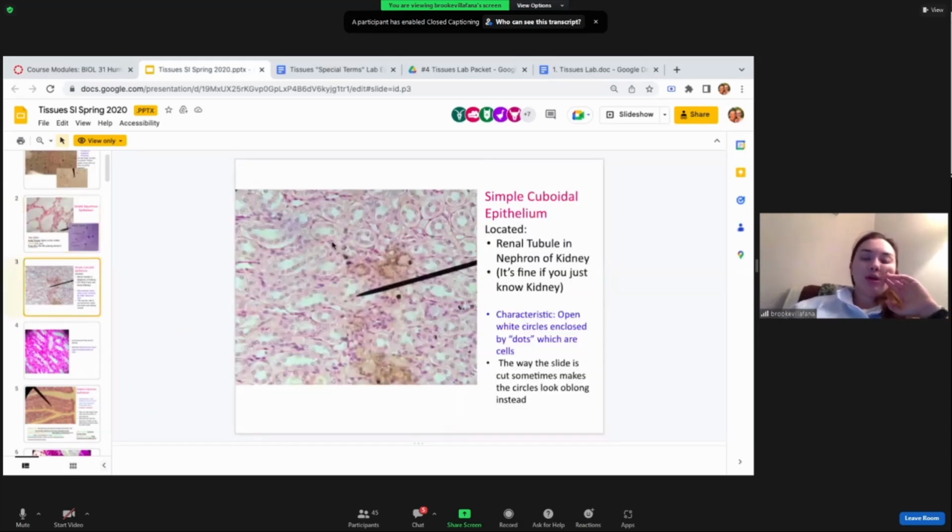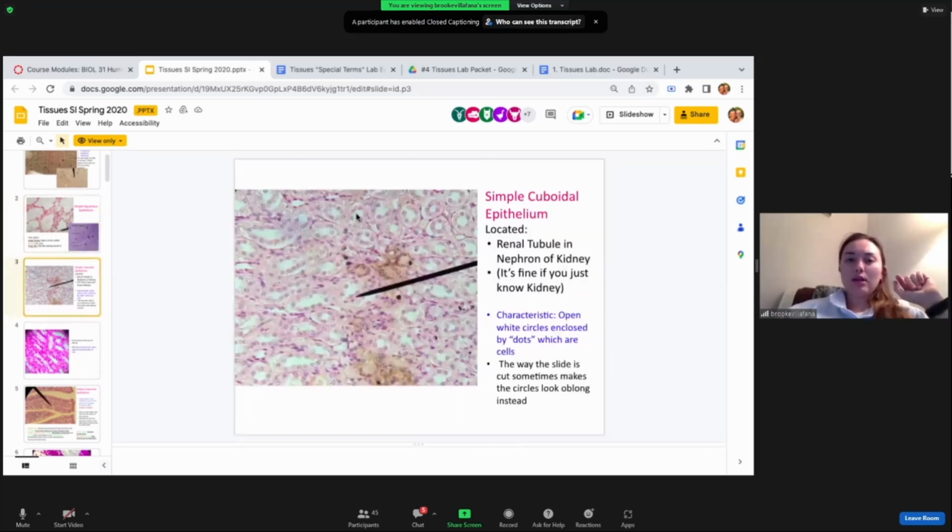So for simple cuboidal epithelium, this one kind of looks like someone took a hose or a little tube and cut it into donuts. You can see that they all kind of look like these little donut shapes over and over. So this is simple cuboidal epithelium. It's located in the kidney. So that's why I put it's fine if you just know kidney as the location. And then characteristic is kind of a way for you to remember what it looks like. So this looks like these open white circles enclosed by dots. So basically donuts, right? Donuts of little dots.